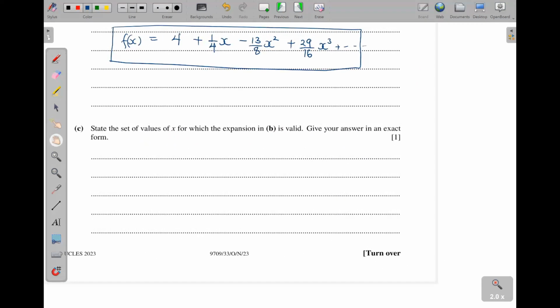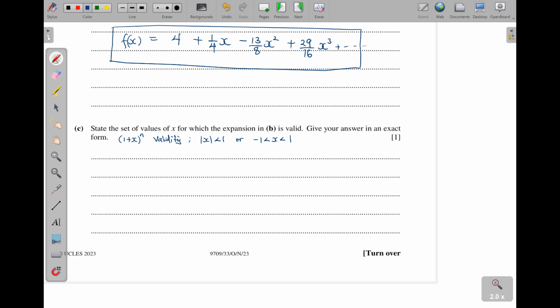Then part C, state the values of x for which the expansion in B is valid. Okay, give your answer in the exact form. Now, we are going to base on this one. In the list of formulae, they give you something like this. If you have an expansion for 1 plus x, then to the power of n, the validity here is the modulus of x less than 1, or you have negative 1 less than x less than 1. You see?